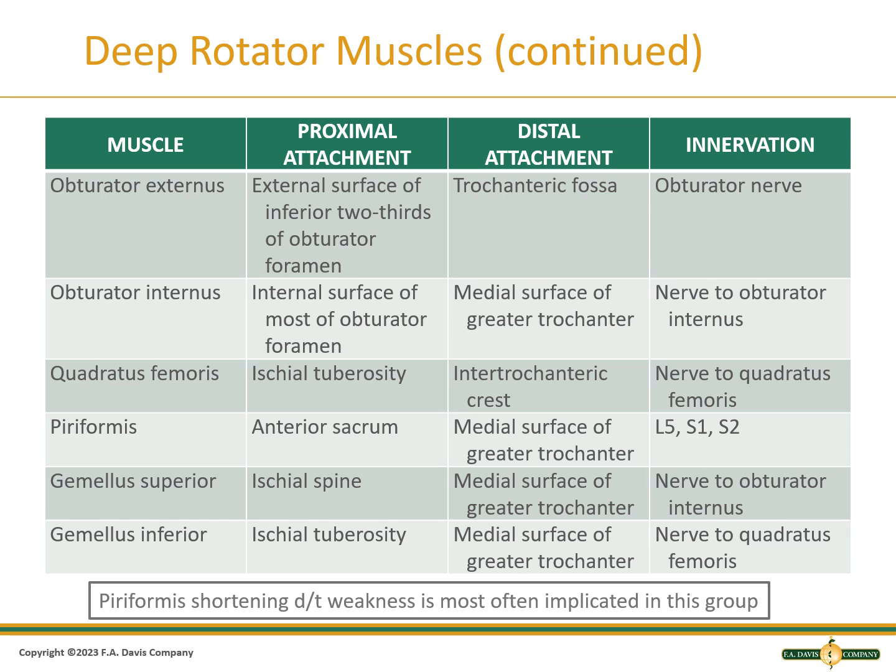What I need you to know about the deep rotator group is that they all work together to produce external rotation, and that the reason you are probably most familiar with piriformis is because piriformis shortening due to weakness is most often implicated in this group of muscles. And remember that the sciatic nerve passes through the muscle bellies of piriformis and can be implicated there when we have muscle tightness due to weakness.